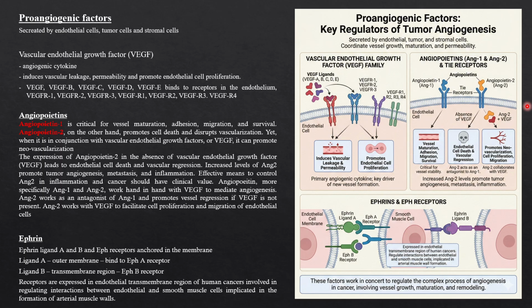Angiopoietins, on the other hand, regulate vessel stability, where ANG1 promotes maturation and stabilization, while ANG2 destabilizes the vessels, making them responsive to VEGF-driven angiogenesis. The ephrin and the EPH receptor interactions further regulate the communication between the endothelial and the surrounding cells. This contributes to vascular patterning and remodeling. Together, these factors coordinate the complex processes of vessel formation, maturation, and adaptation in tumors.